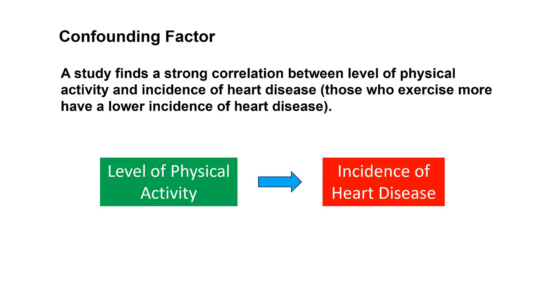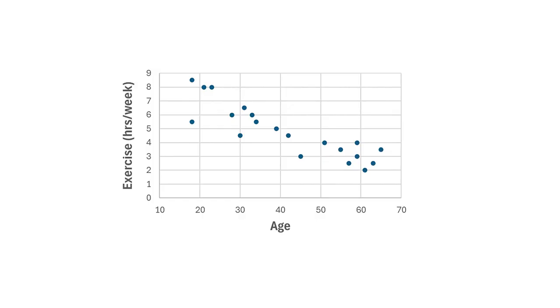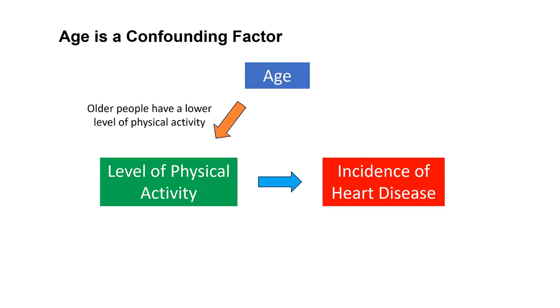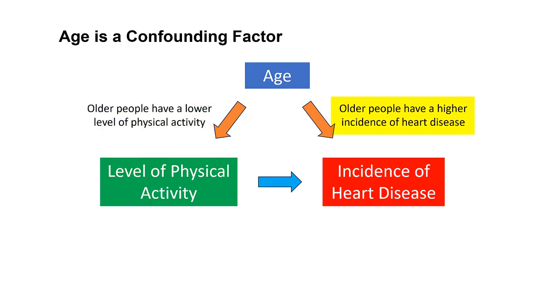If you take a look at the study, this plot shows the participants in this study, their age and the exercise per week. You definitely see those who are older exercise a lot less, and younger participants exercise a lot more. So really, if you're looking at this, you might consider that age is affecting things here. In other words, level of physical activity is highly dependent upon age, as I showed in that previous plot. Older people have a lower level of physical activity. It's also well known that older people have a higher incidence of heart disease.